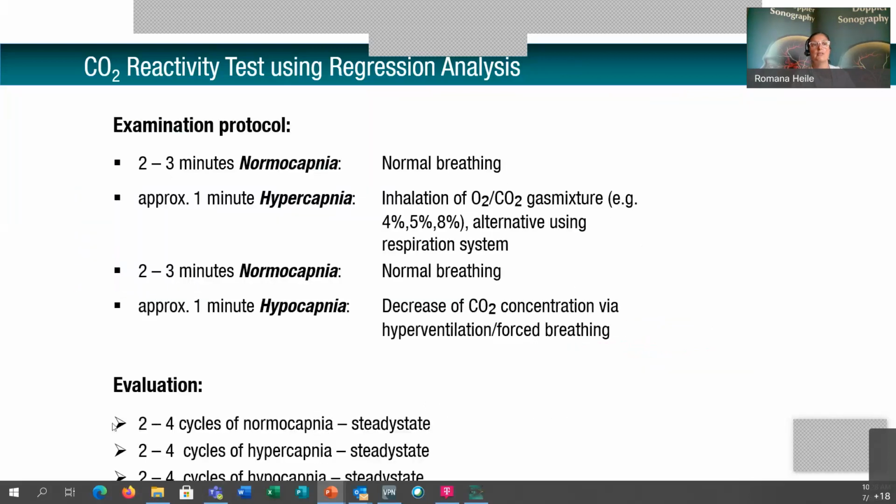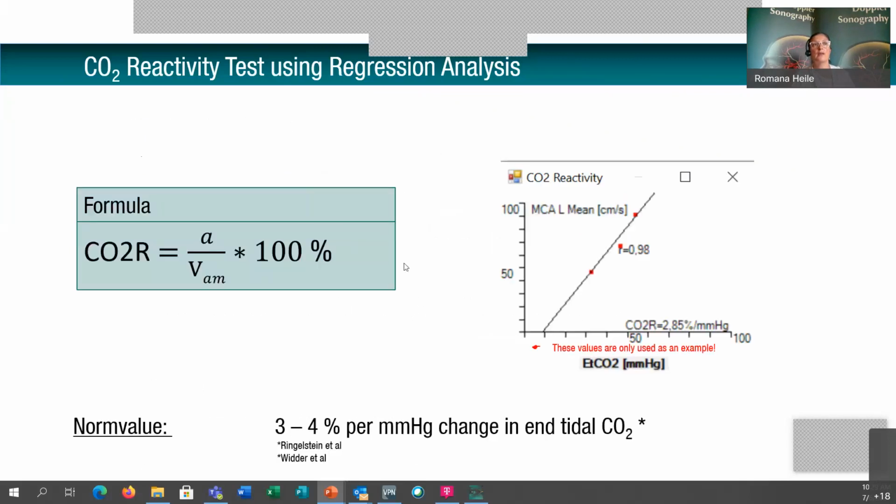So with the evaluation, we need from each of these test periods, from the steady state, 2 or 4 cardiac cycles for the formula. The formula, as given here, will then be displayed in the QL software with the regression. Because it's a regression analysis, we will get the value in percent per millimeter mercury.